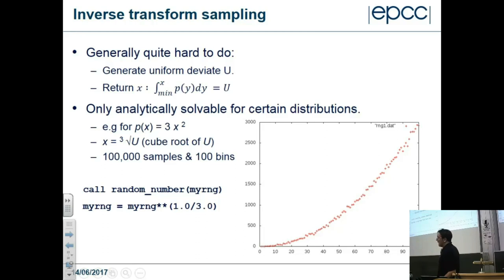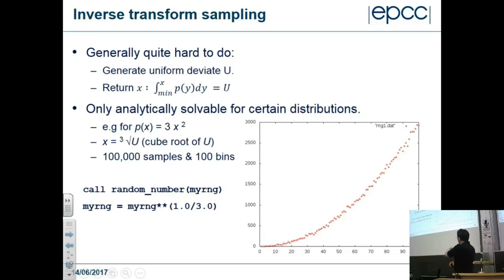So, for example, if you have a p of x is 3x squared, if I take the cube root of a uniform deviation, of a uniform random number, then that will be distributed correctly. Okay, so that's maybe not immediately obvious. I don't have time to go through the theory, but for simple distributions like 3x squared, you can solve it analytically and say, if I have a uniform variable between 0 and 1, if I take the cube root of that, that will be distributed according to p of x equals 3x squared.